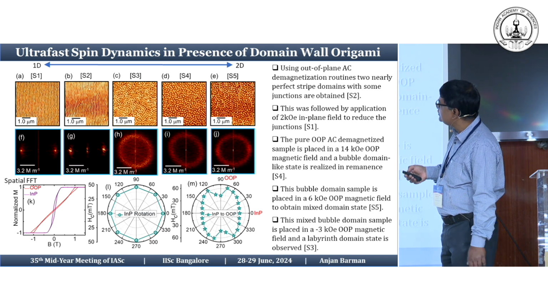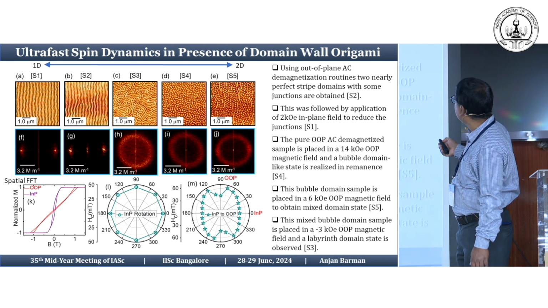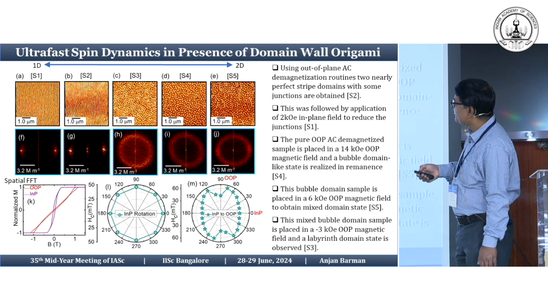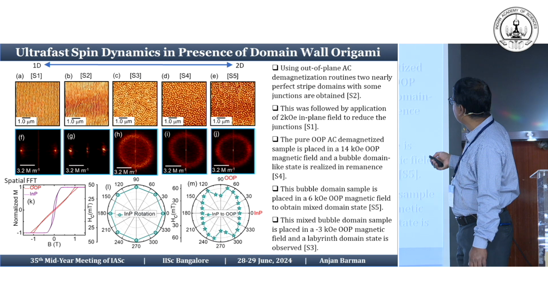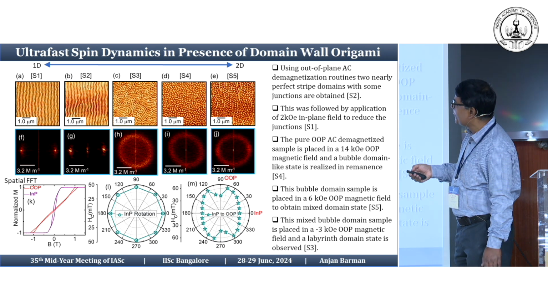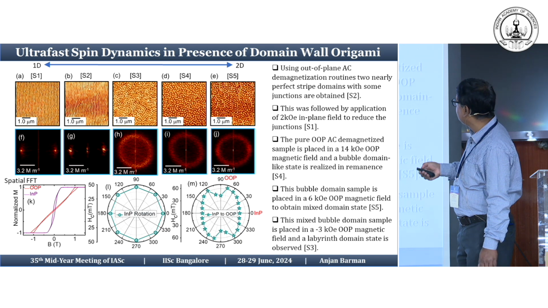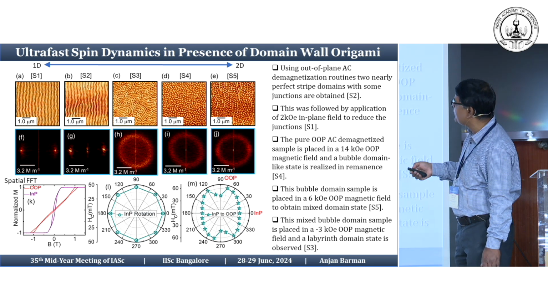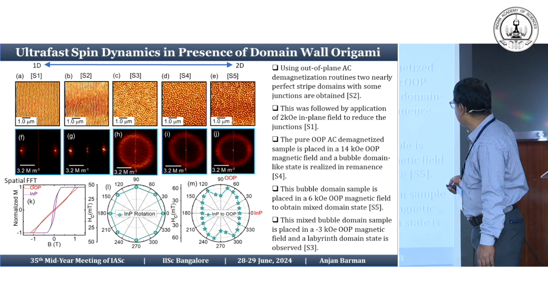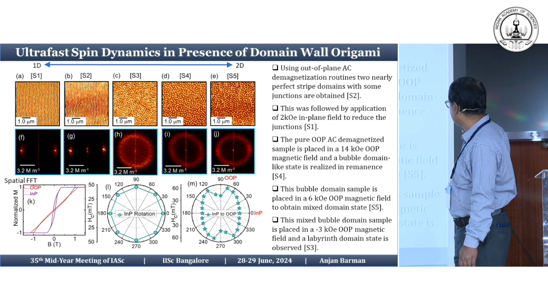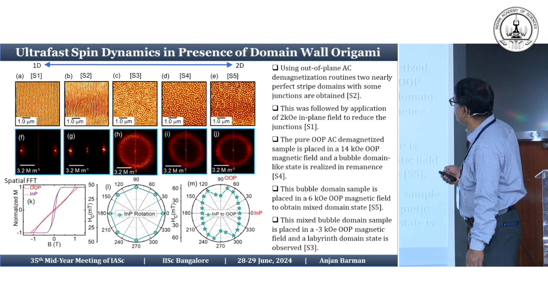So just by controlling the magnetic field history, like we have listed here, we first took the AC demagnetization, and we got this kind of stripe domain with some junctions here. And then we apply a 2 kilohertz in-plane field, and we remove the junctions, and we have perfectly parallel stripe domain. And then we apply a 14 kilohertz out of plane magnetic field. We obtain this labyrinth type of domain, and then we apply a 6 kilohertz out of plane magnetic field, and we obtain this kind of bubble domain, and we refined it further.